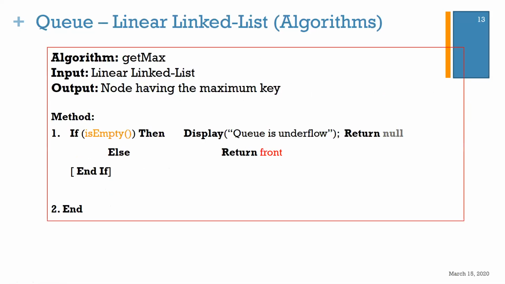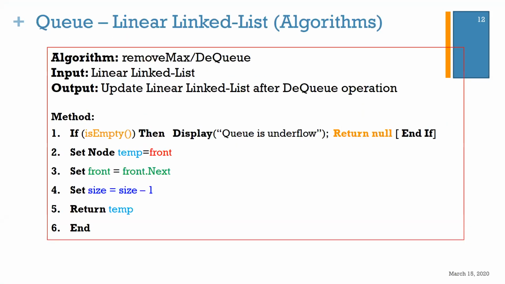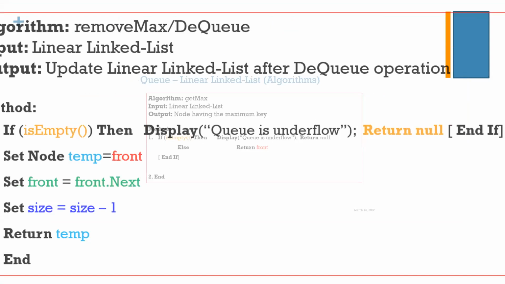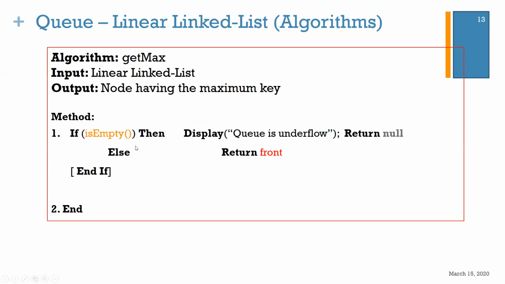Next, to find getMax. GetMax is similar to dequeue, but without removing, just returning the value. If it's empty, the queue is underflow; otherwise we return the front. So getMax for a linear linked list returns the front.